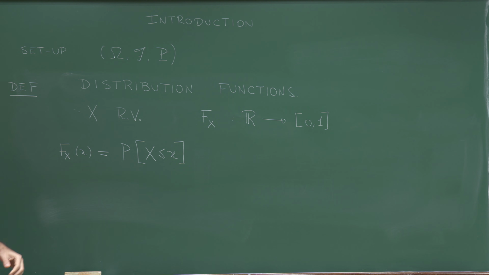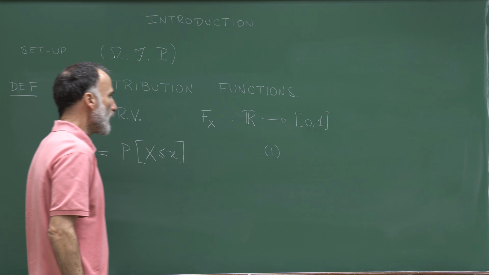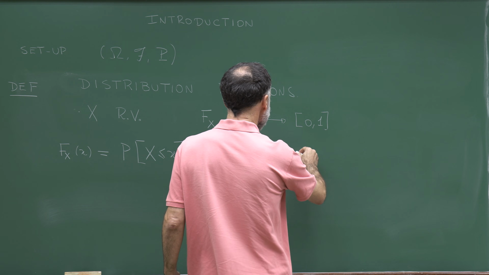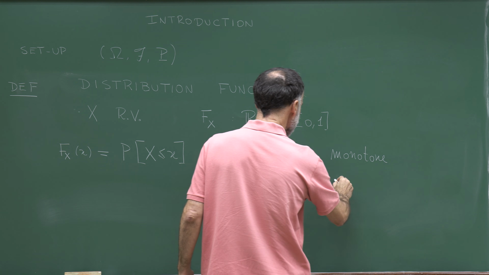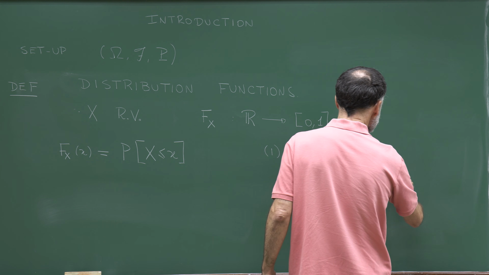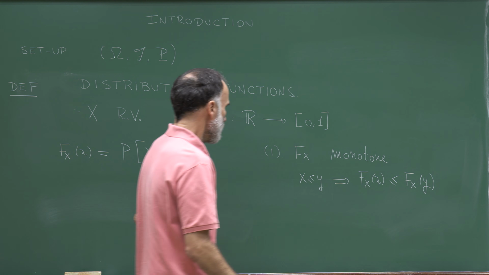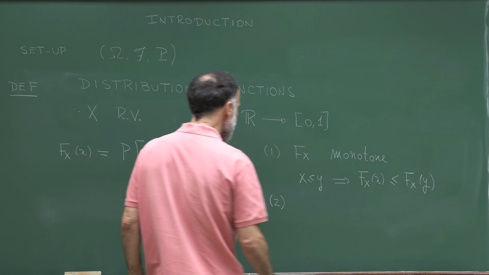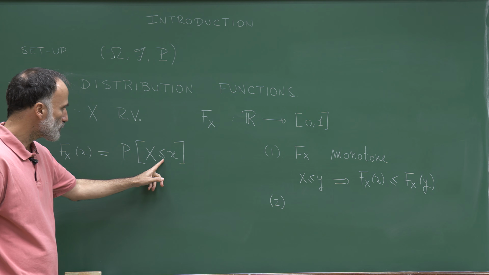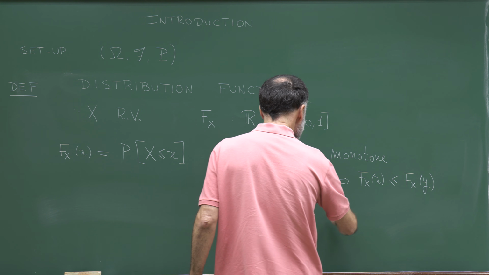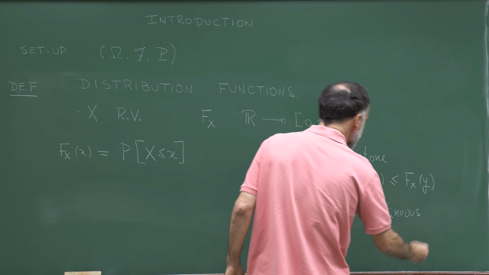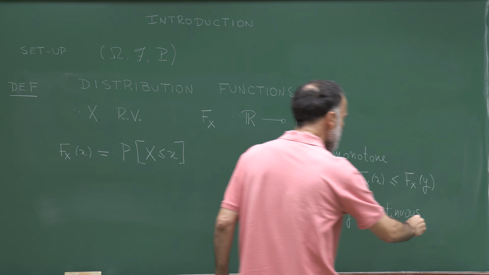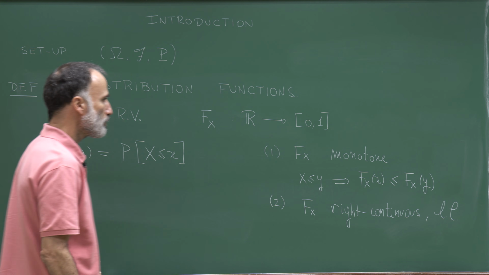What I want to stress now is that this distribution function has some properties, and I leave it to you to check them. First, the distribution function is monotone, in the sense that if x is less or equal than y, then F_X of x is less or equal than F_X of y. The second property is that F_X is right continuous, and it's right continuous because I adopted this convention. And of course, since it is monotone, it has left limits. So the function has left limits, but it's right continuous.